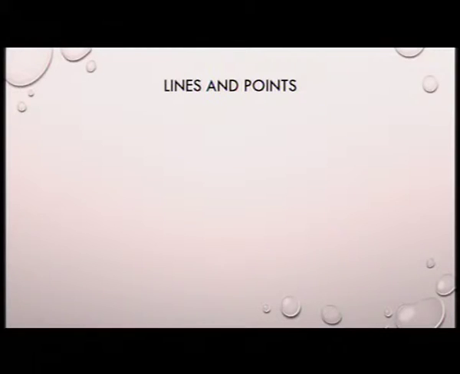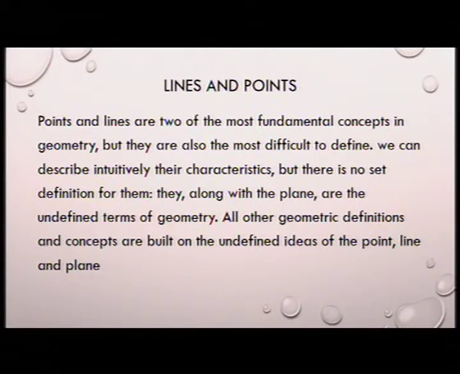Now let's go over to lines and points. What is a line and what is a point? Points and lines are two of the most fundamental concepts in geometry, but they are also the most difficult to define. We can describe intuitively their characteristics, but there is no set definition for them. They, along with the plane, are the undefined terms of geometry. All other geometric definitions and concepts are built on the undefined ideas of a point and line.